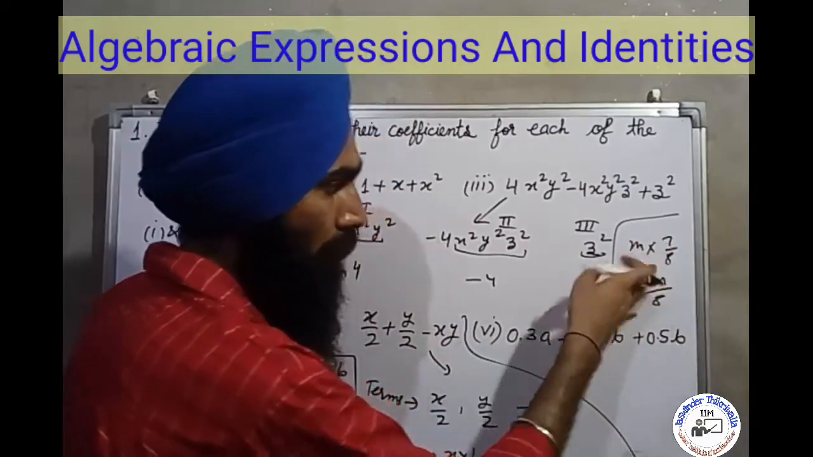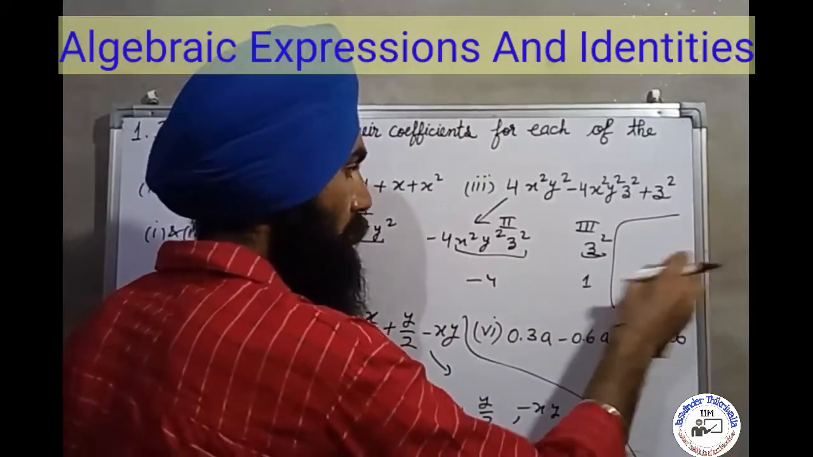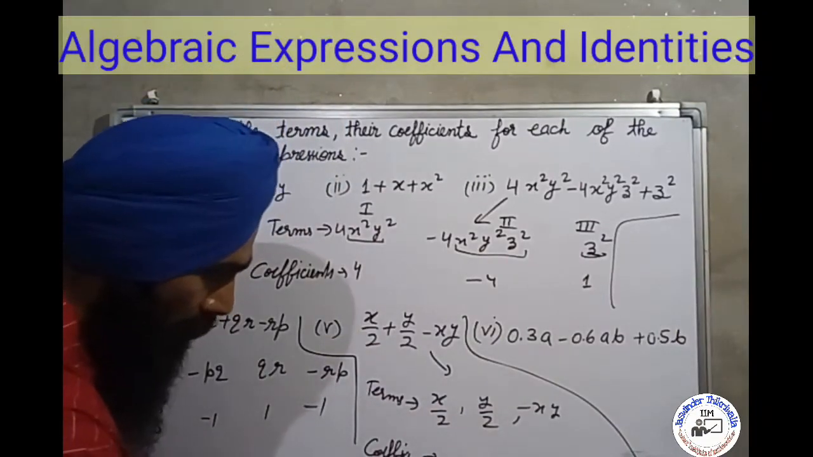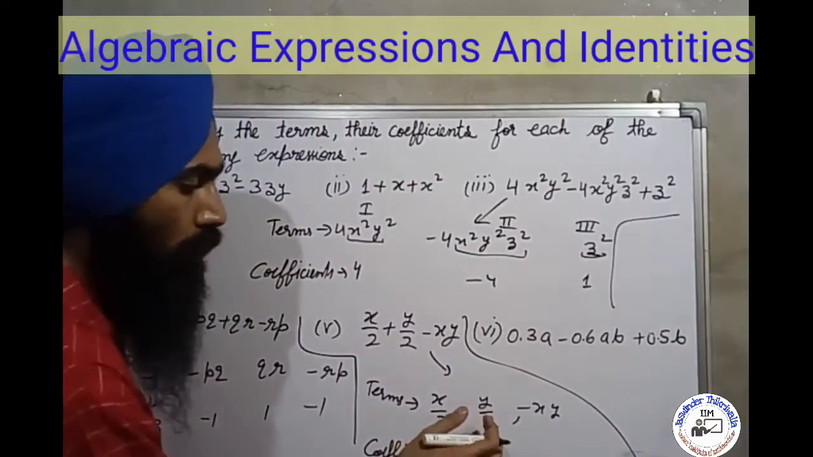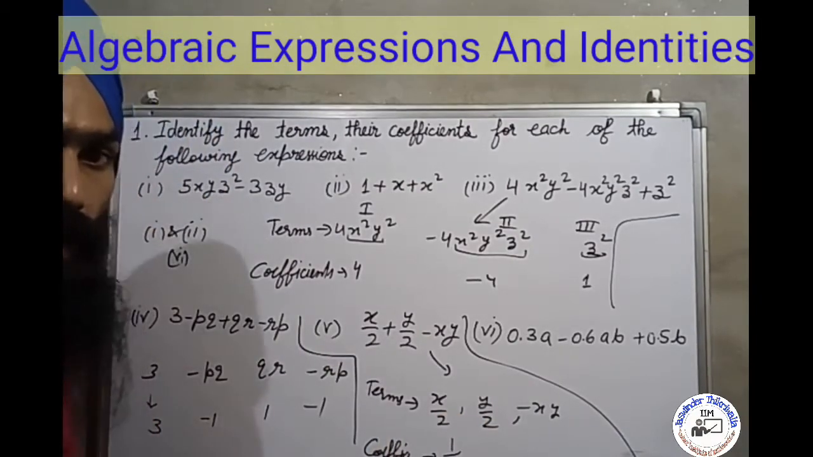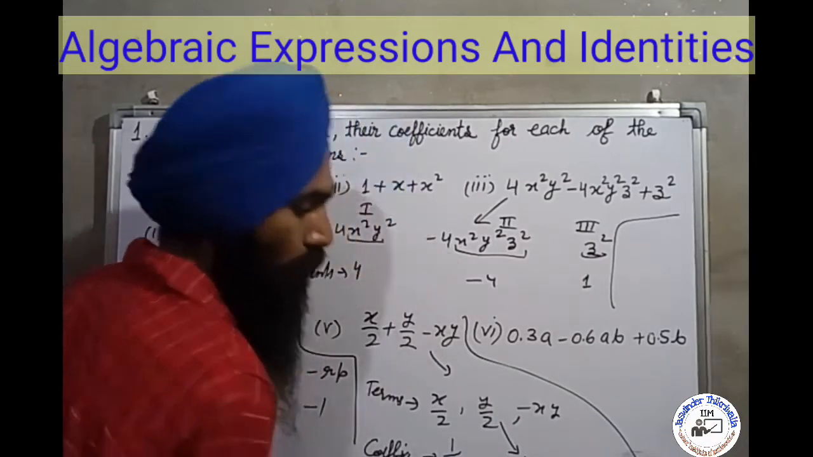7 by 8. Similarly, in this example, what can we write as the coefficient of x? Coefficient of x is here 1 by 2. Coefficient of x is 1 by 2. So now you tell me, what is the coefficient of y by 2? So the coefficient of y will be 1 by 2.